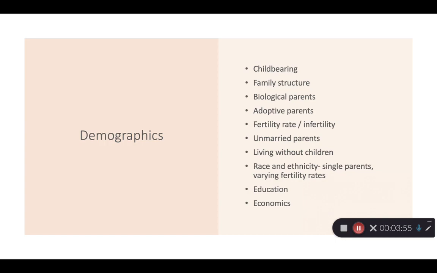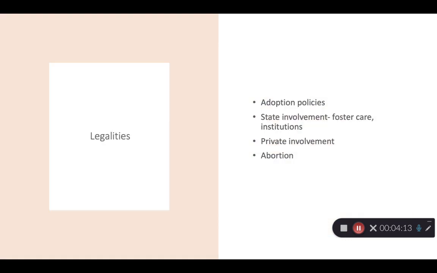Okay, so again, these layers of race and ethnicity and economics and family types are all associated with the fertility rates. And then again, you have infertility defined as the inability to conceive a child. And then you have the rise of unmarried parents.